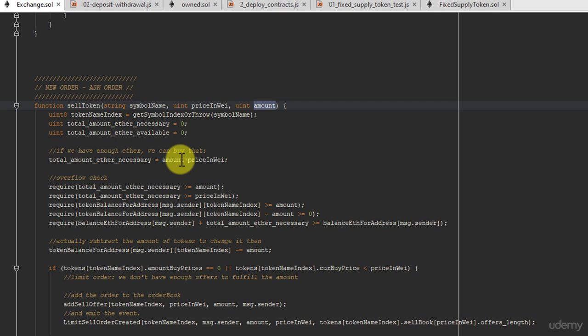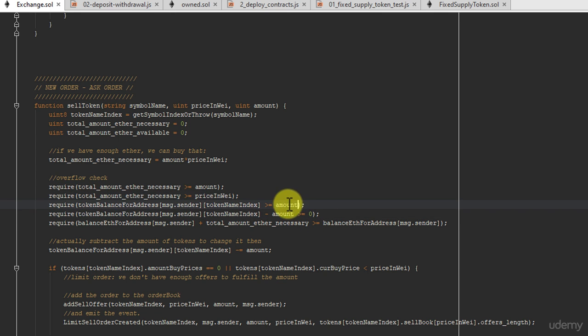And then we have a look at how much ether is necessary on the buy side in order to sell all of our tokens. Here we do some overflow checking. Obviously, the total amount of ether that's necessary must be larger than or equal to the amount, in case we are selling for a price of 0. Then the total amount must be larger than the price. We are multiplying here, so it cannot be lower than that. The token balance, because we are trying to sell our tokens, must be more than the amount we are trying to sell. And if we are deducting the amount, it must still be larger than or equal to 0. And here's our actual overflow check.